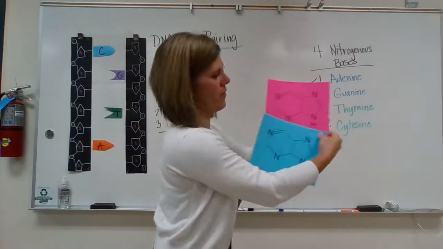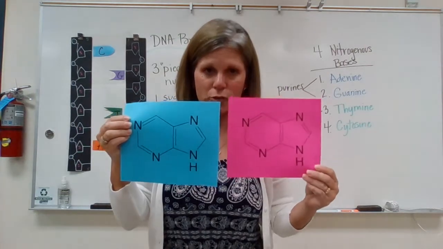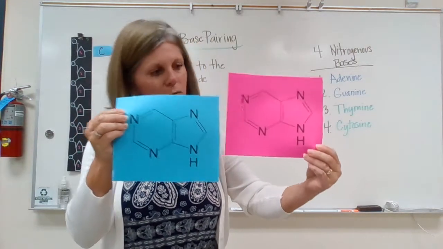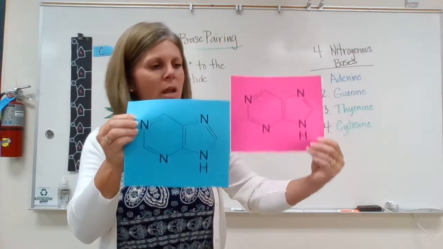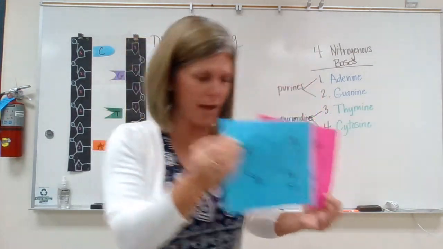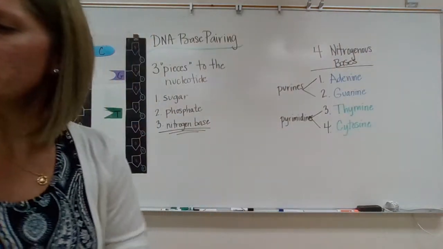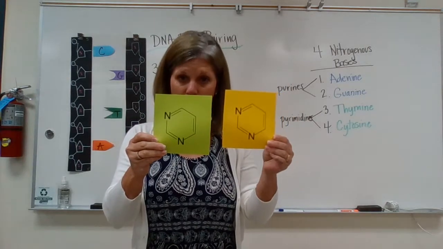Purines are a very special molecule that has a double ring structure. And if you take a look at these, you'll notice that they're made of nitrogen and hydrogen bonds, okay? And so these molecules have that double ring structure, whereas your pyrimidines have a single ring structure.